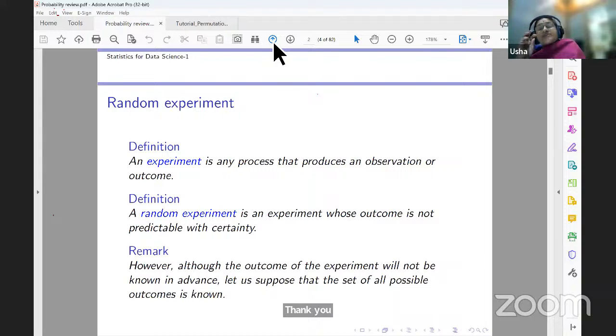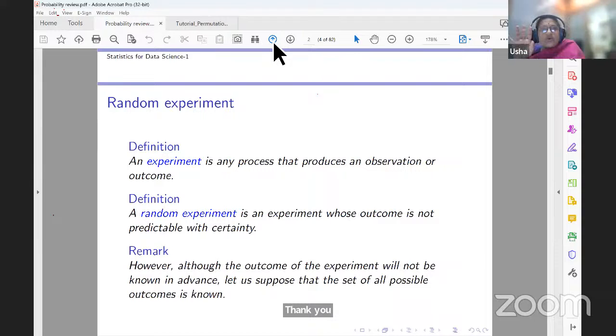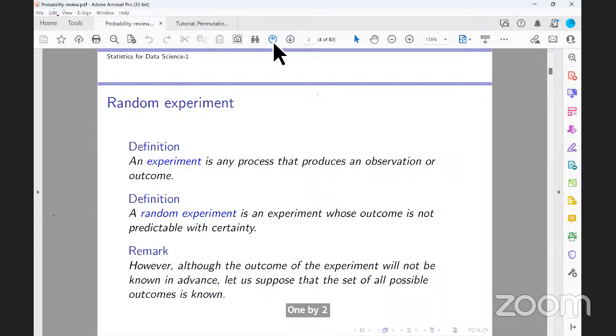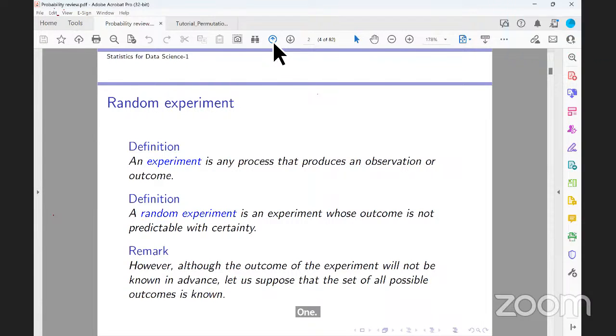Suppose I ask what is the probability of me getting a head or an even number. Again, we need to know the events. What is the probability of me getting a head? 1 by 2. Probability of me getting an even number? 1 by 2, because it is 2, 4, 6. I have 6 outcomes. Again, 1 by 2.